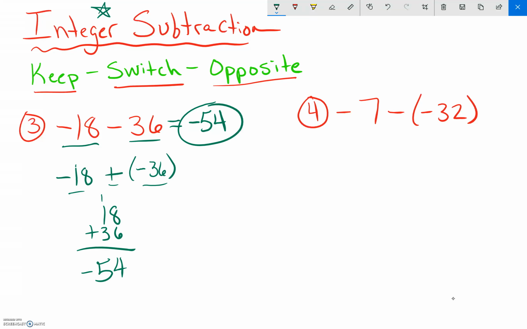Go ahead and pause the video. I want you to try the steps on number 4 and then hit play. The problem is negative 7 minus negative 32. Try the steps.